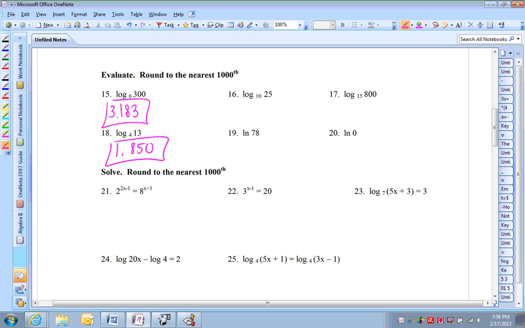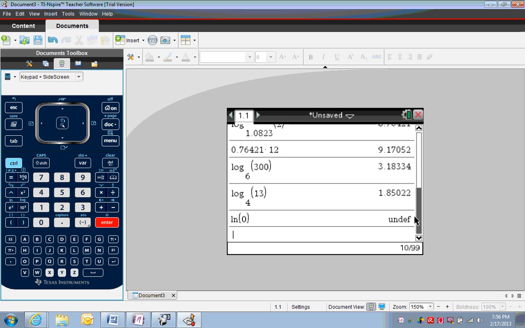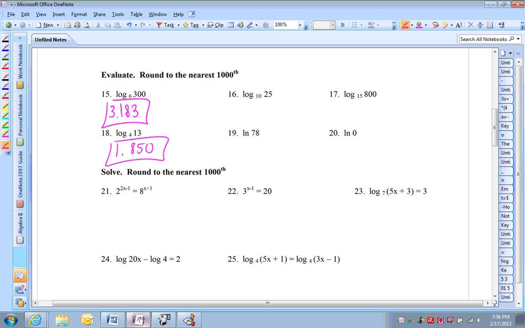On problem 20, they're asking us to evaluate ln of 0. Now, the natural log has its own special button on the calculator. So I hit control E raised to the x because that is the natural log button. You notice the ln above it. So it's ln of 0. I hit enter, and you notice that it gives me an undefined. That means that 0 for an x value is not defined on the natural log function. 0 is not in the domain of the natural log function. So my answer to number 20 is undefined.